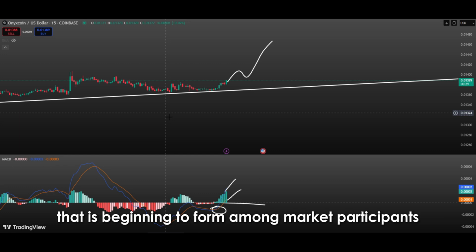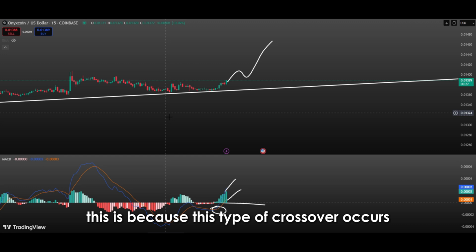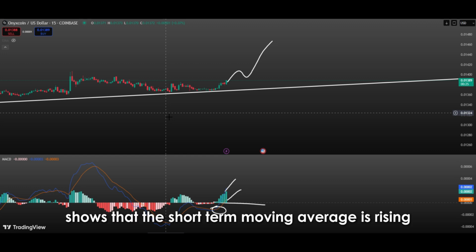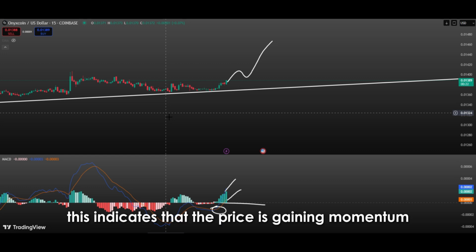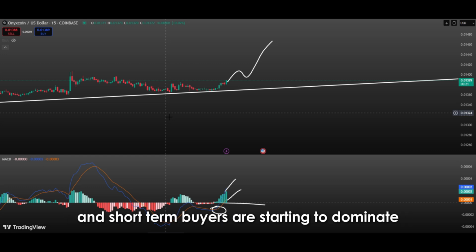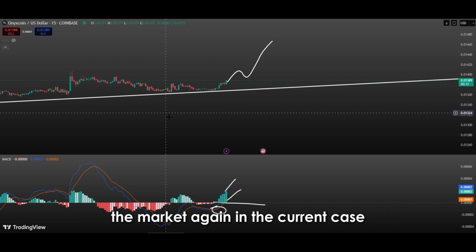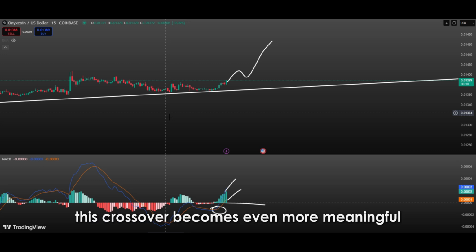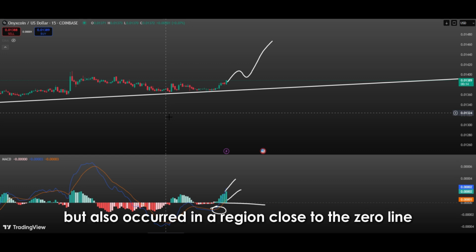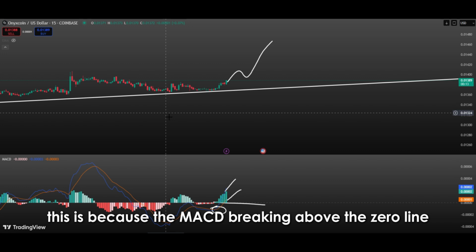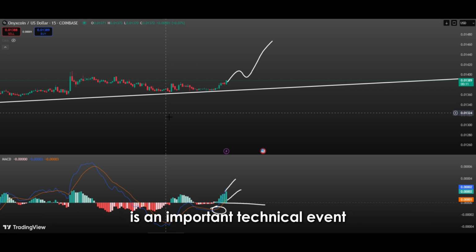form among market participants. This is because this type of crossover occurs when the MACD line shows that the short-term moving average is rising faster than the long-term moving average. This indicates that the price is gaining momentum and short-term buyers are starting to dominate the market again. In the current case, this crossover becomes even more meaningful as it not only happened but also occurred in a region close to the zero line. This is because the MACD breaking above the zero line is an important technical event that confirms both the strength and direction of the trend.